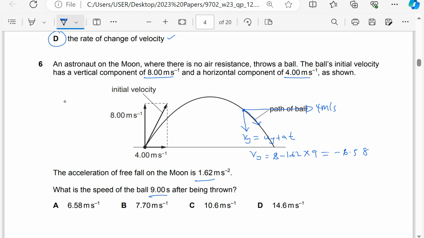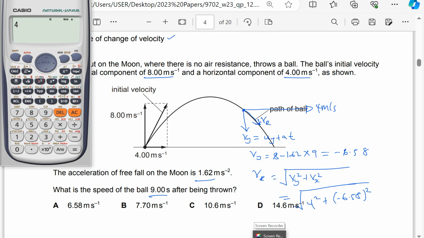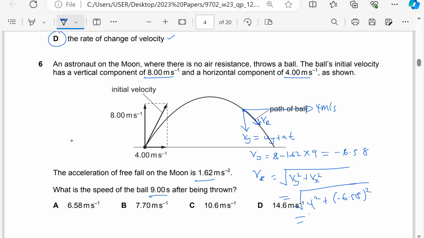The resultant of these two is the velocity here, which I'm going to call VR. So VR is the square root of the velocity in the y squared plus the velocity in the x squared, which will be the square root of 4 squared plus negative 6.58 squared. I'll just press my calculator, then find the square root of the answer. So this is 7.7 meters per second. So the answer is going to be B.